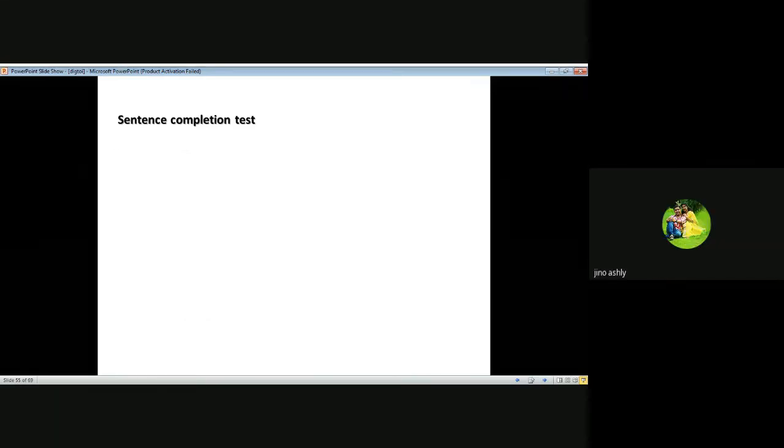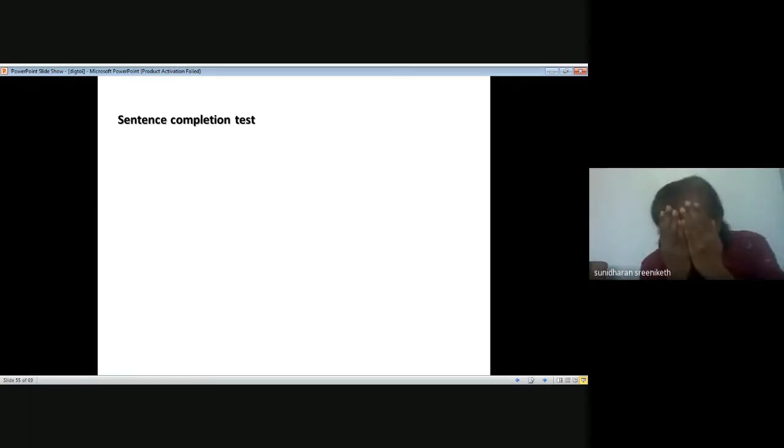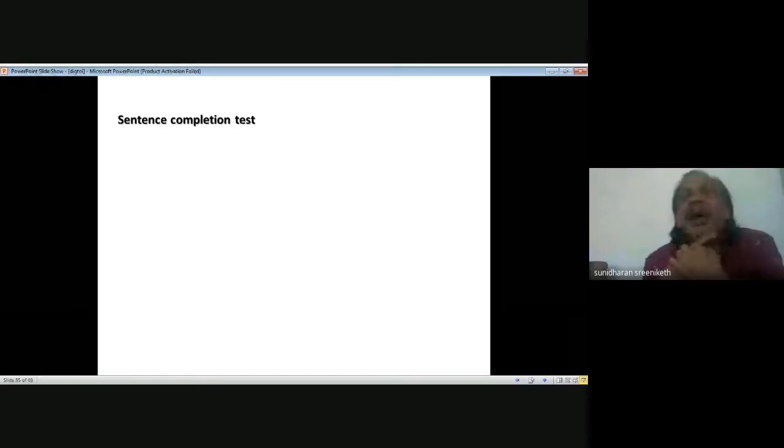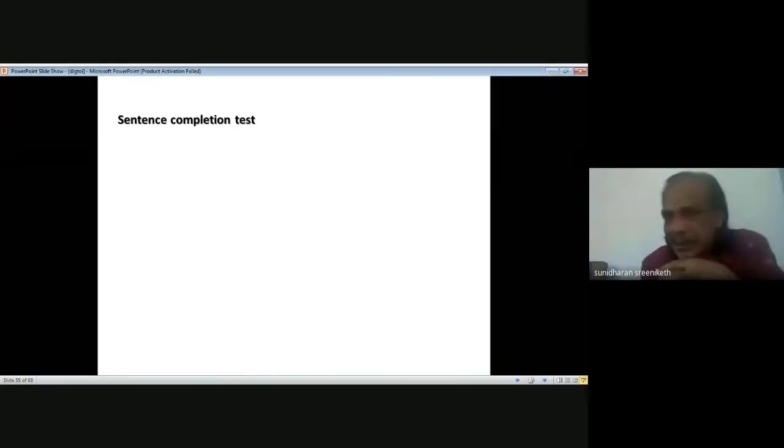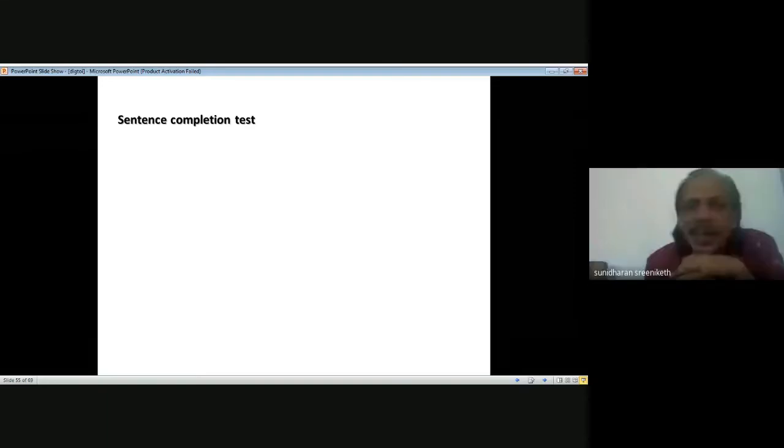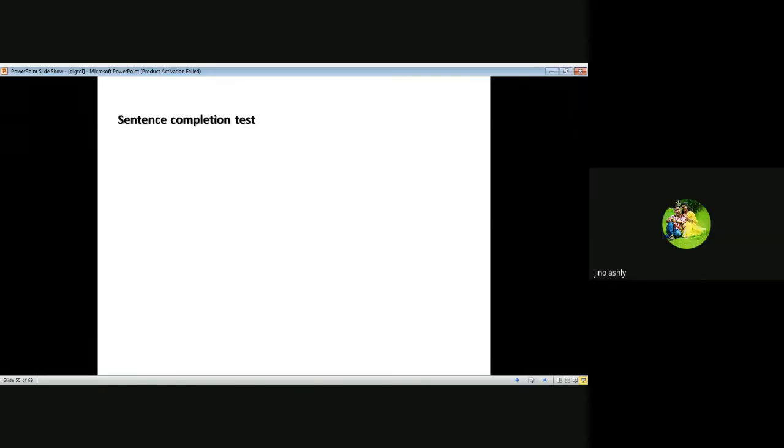Sir, the sentence completion test is semi-projective, right? Okay. What is the meaning of that semi-projective? Semi-projective means actually this is also a projective test, but the stimulus is semi-structured, like what we see in the case of this sentence completion.